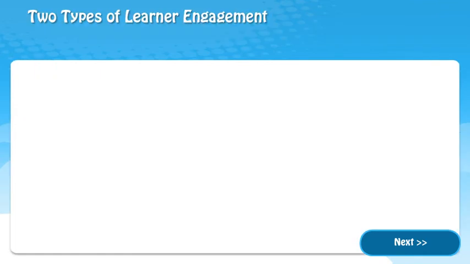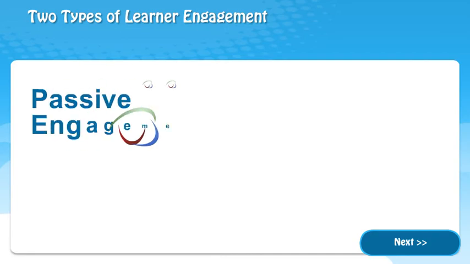When we're talking about interactive e-learning, we need to think about our purpose and our audience's purpose. There are two types of learner engagement, and both have their appropriate time and place. So far in this presentation, you've been involved in passive engagement. Passive engagement is about delivering timely and relevant information.